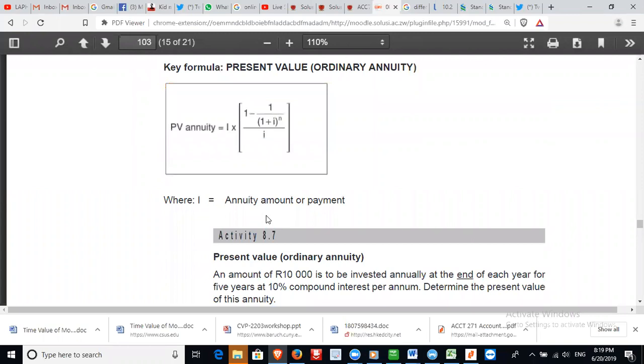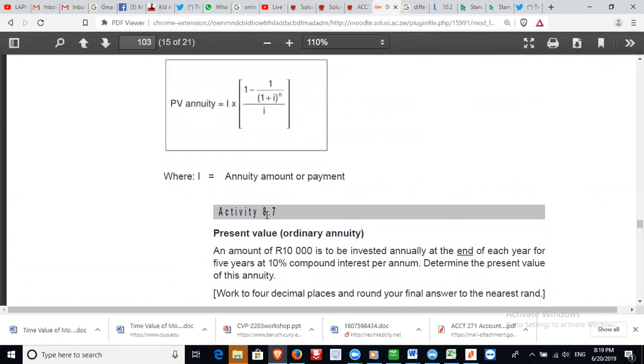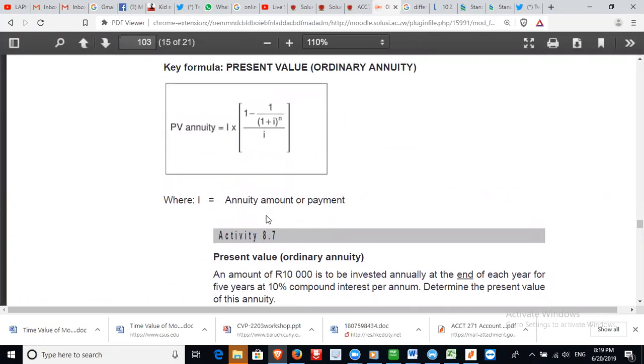Using that formula, can we try to calculate this question? An amount of 10,000 is to be invested annually at the end of each year for 5 years at 10% compound interest per annum. Determine the present value of this annuity. Let's try that.